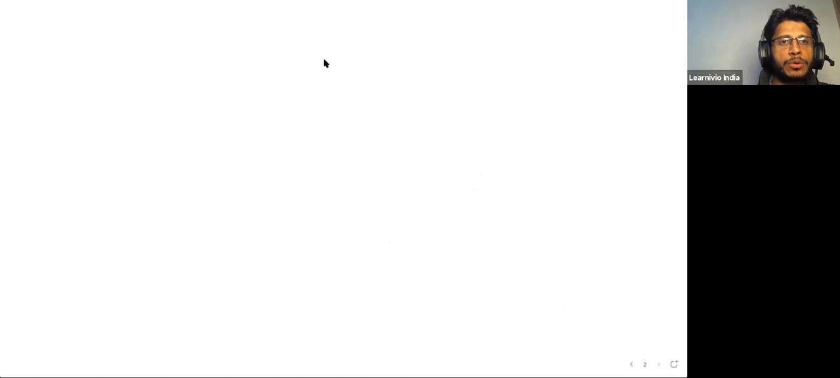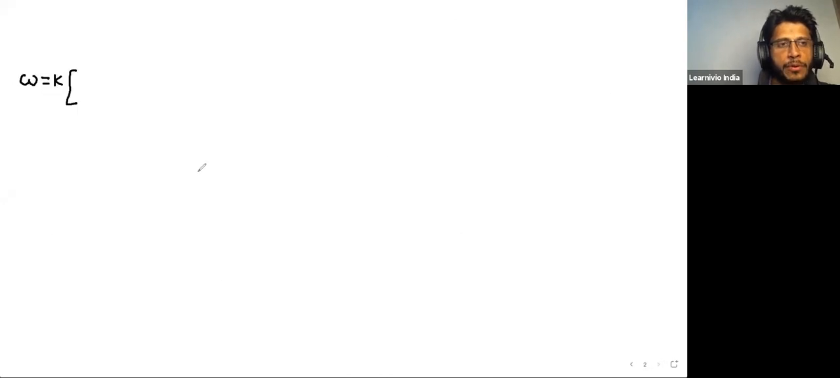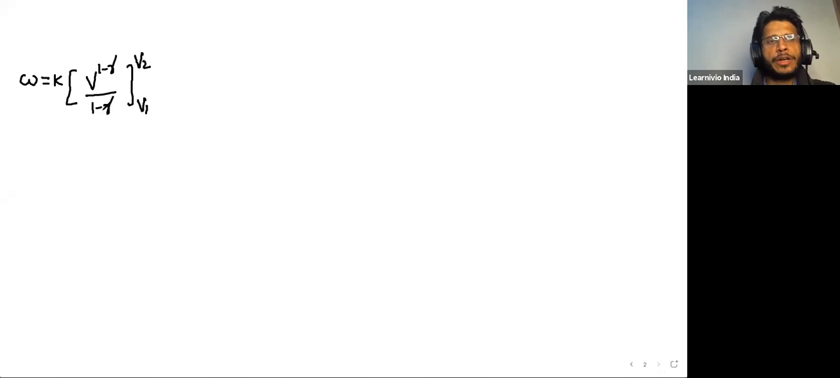Next, work done is equal to K times V to the power 1 minus gamma divided by 1 minus gamma, with the limit from V1 to V2. Next, you can take this 1 minus gamma outside. So this is your work, K by 1 minus gamma. Then you can substitute the limit: instead of V, you substitute V2.